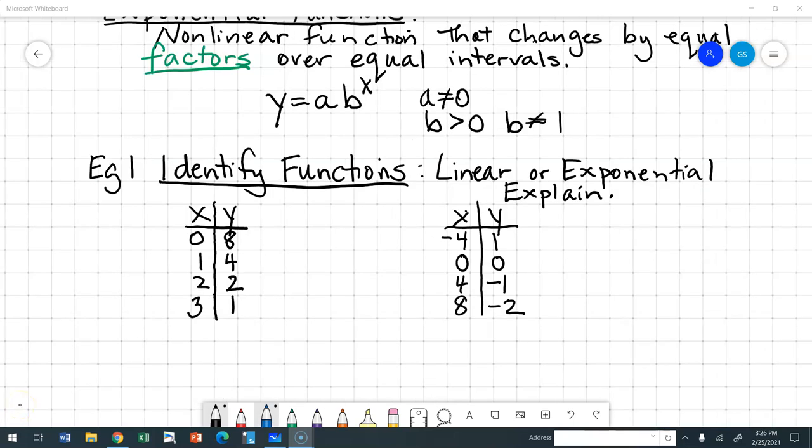Now let's try and identify functions, whether they are linear or whether they are exponential. If I'm looking at a graph, it's usually pretty obvious whether I have a straight line or an exponential curve. But what happens if I have a table of values? Let's go ahead and look at the intervals and see what the change is.